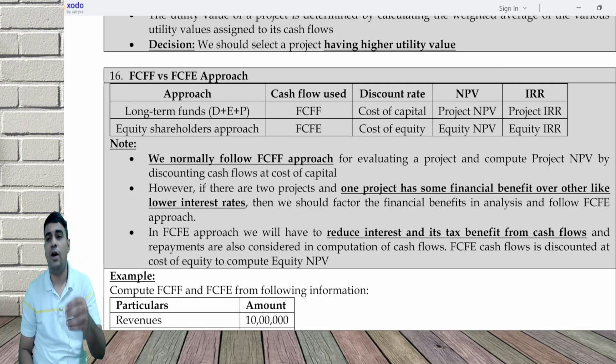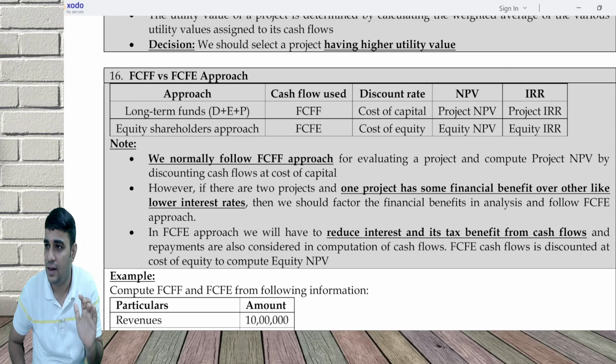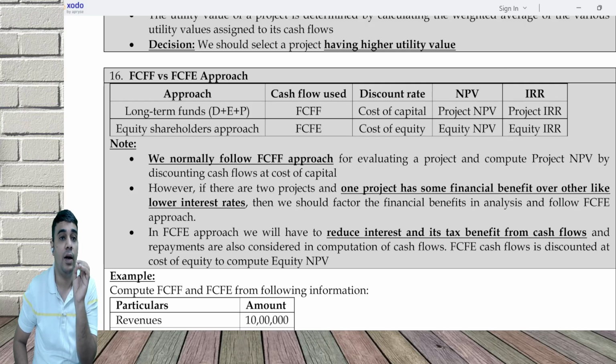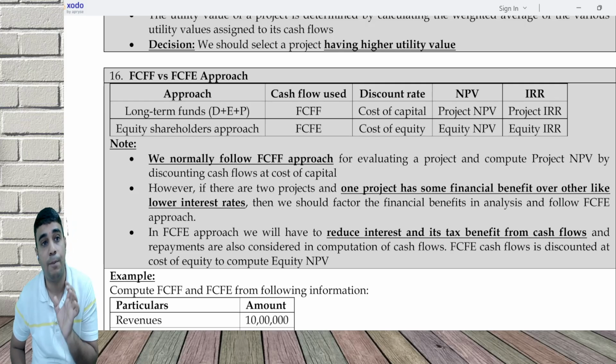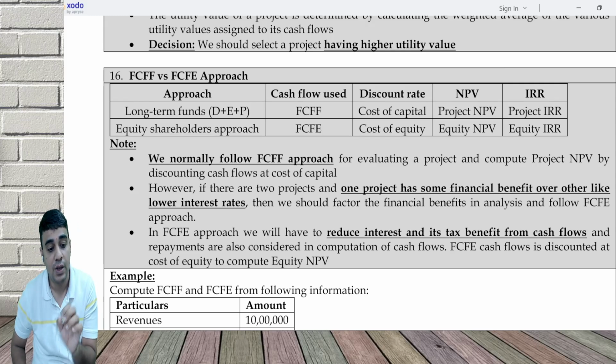Okay, a small discussion again on FCFF versus FCFE. We've already done this earlier also. FCFF is technically called the long-term funds approach. FCFE is technically called the equity shareholders approach.